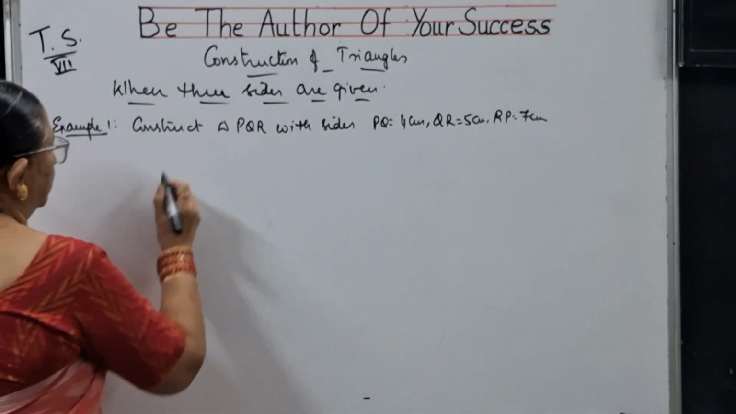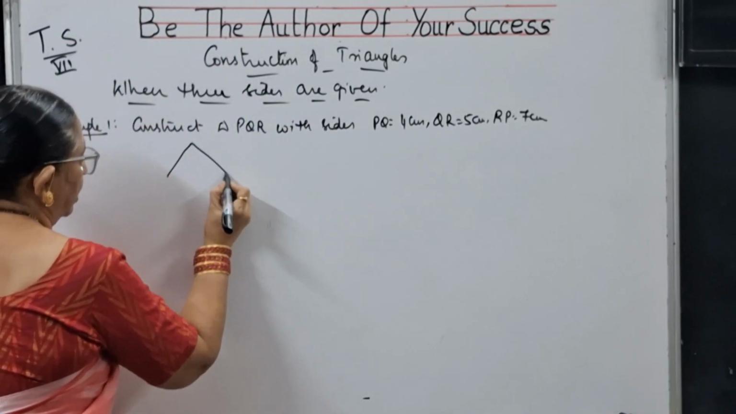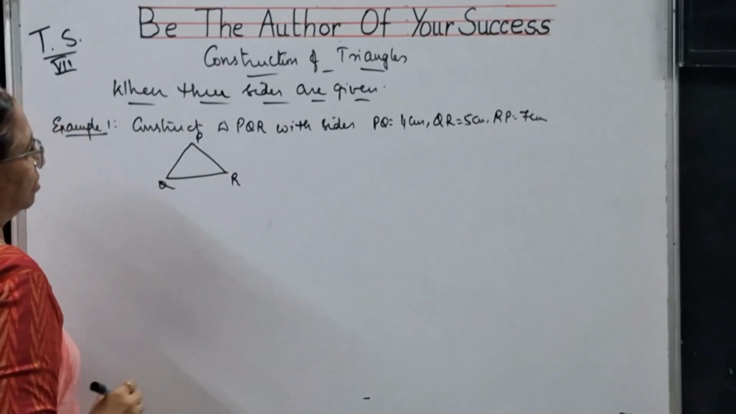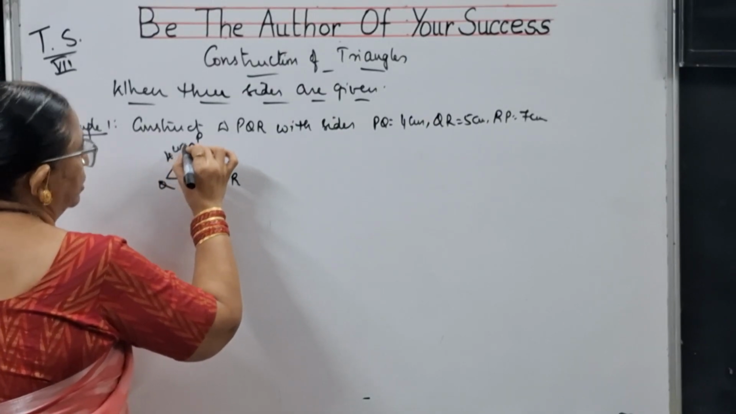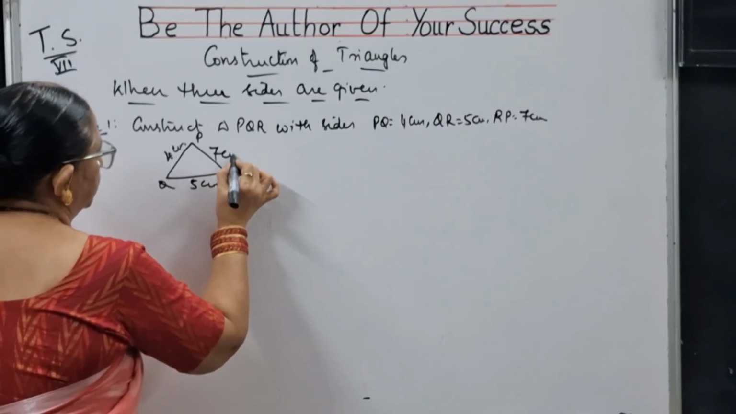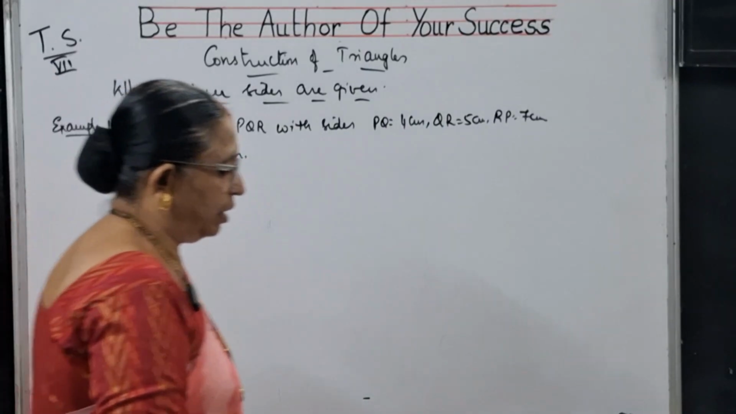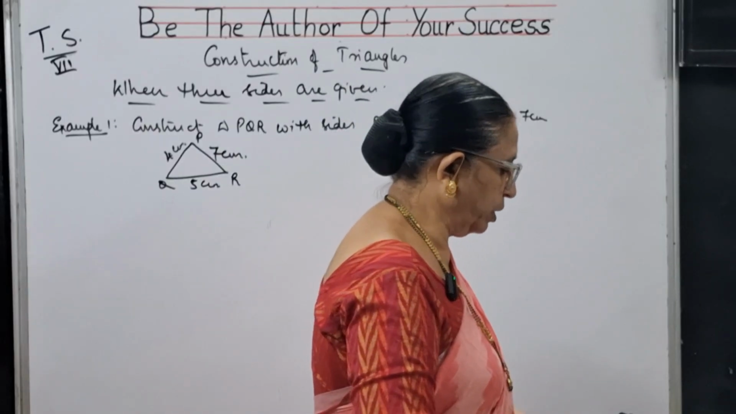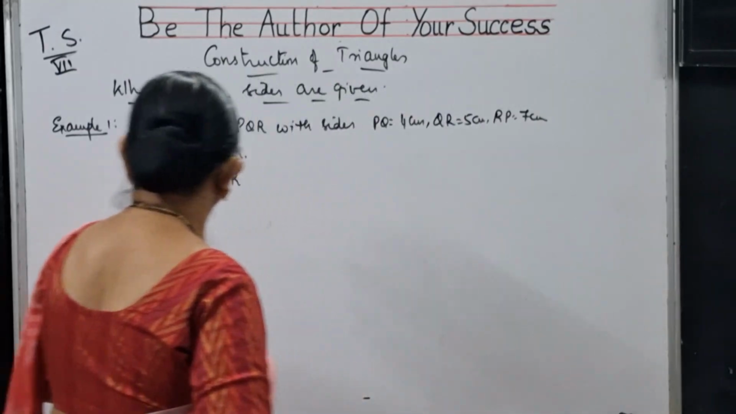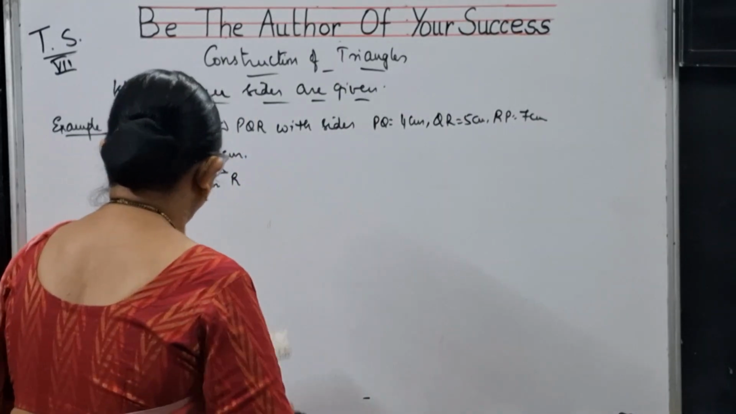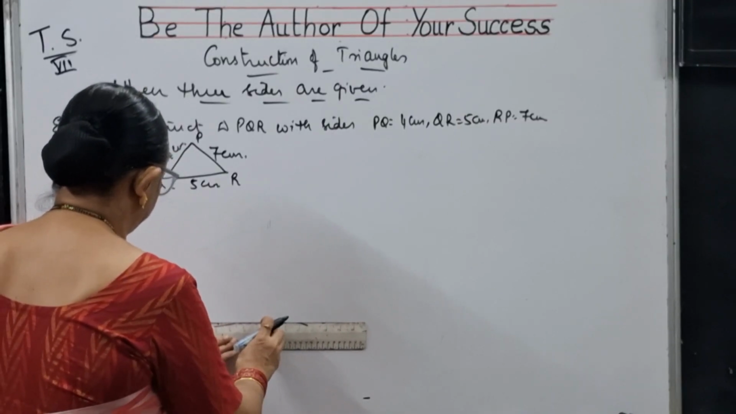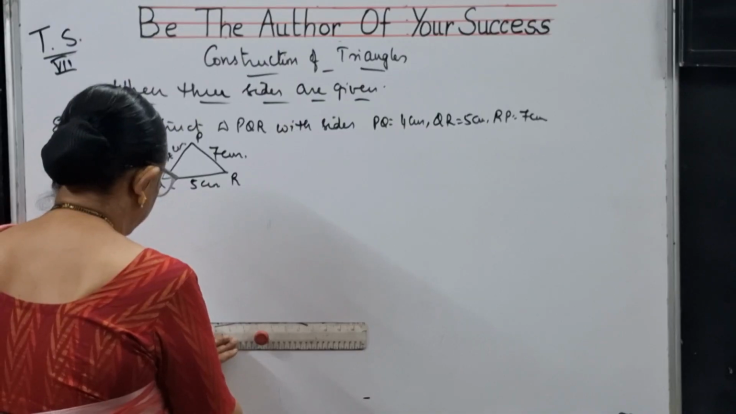Now let me draw the triangle PQR. Rough diagram, just free hand you are going to draw. PQR. So in this, PQ is 4 centimeters, QR is 5 centimeters, RP is 7 centimeters. So you have got an idea about how you need to do the construction. First, as the figure indicates, QR is 5 centimeters. With 5 centimeters, by using the scale, you have to draw a line segment.